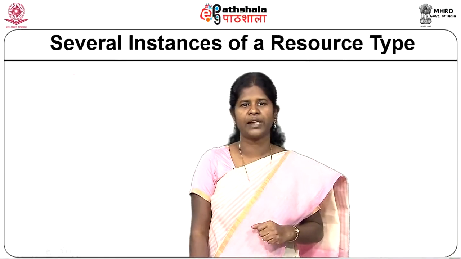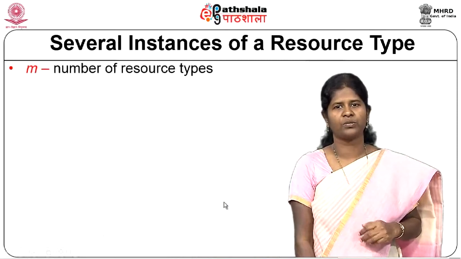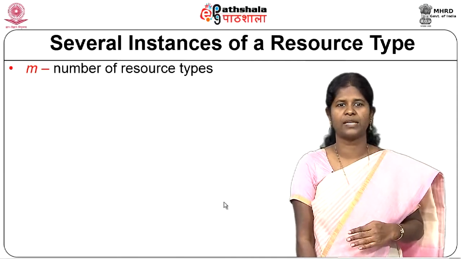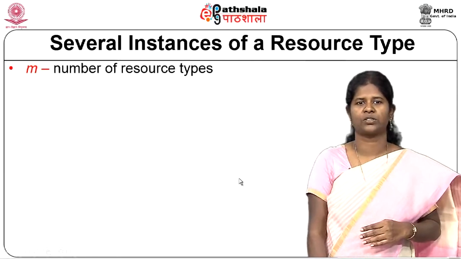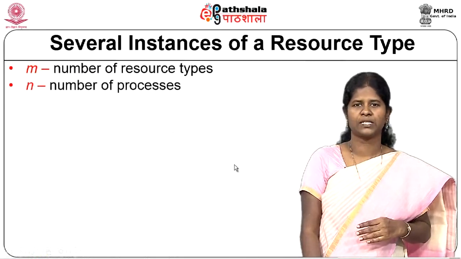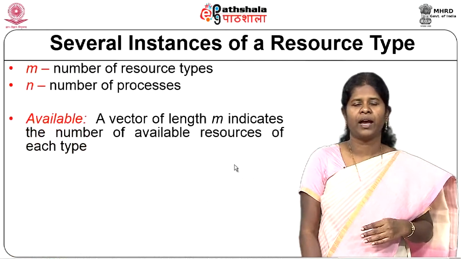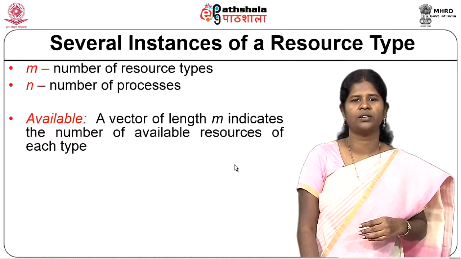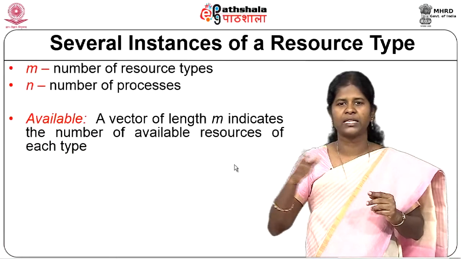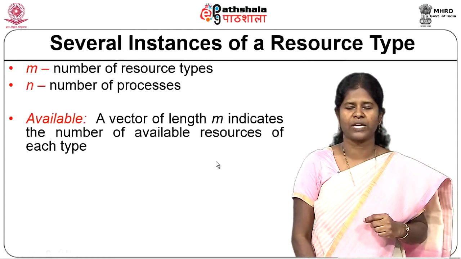So, when you have several instances of a resource type, then you can't use this wait-for graph, but you can use a variant of the Banker's algorithm for detecting deadlocks. So, m is the number of resource types available in the system, n is the number of processes available in the system, and you have a vector called available, an array of length m, with m elements, each corresponding to a resource type.